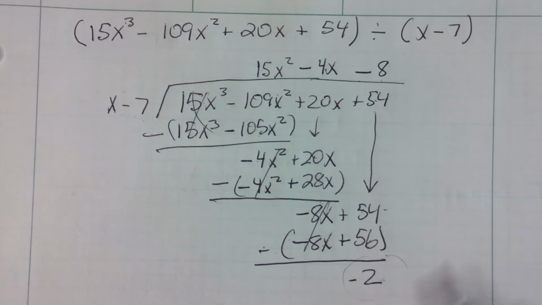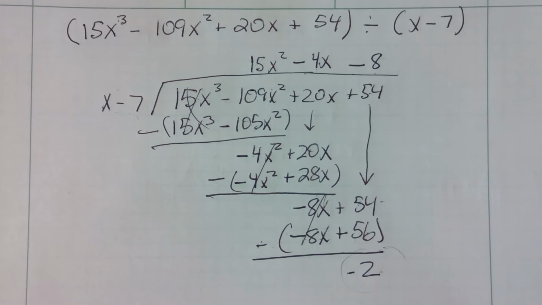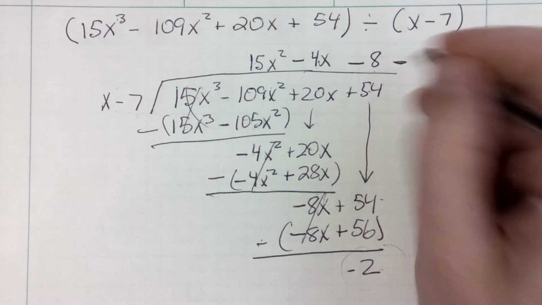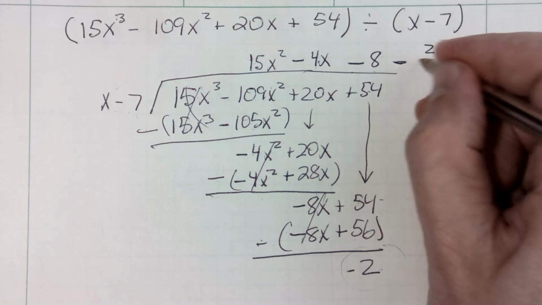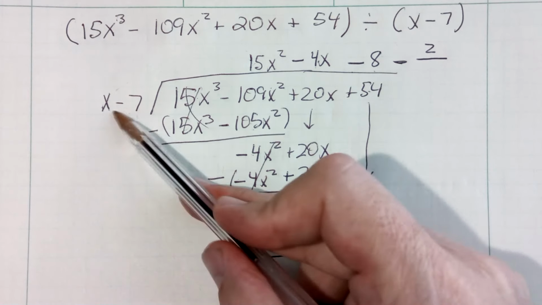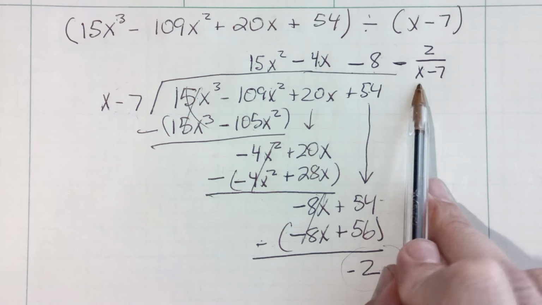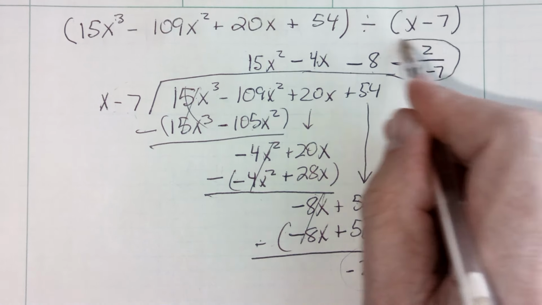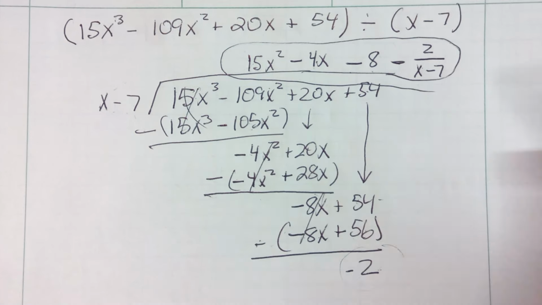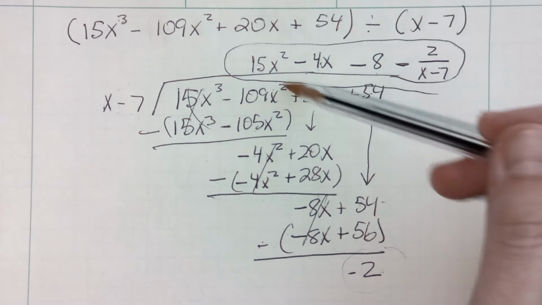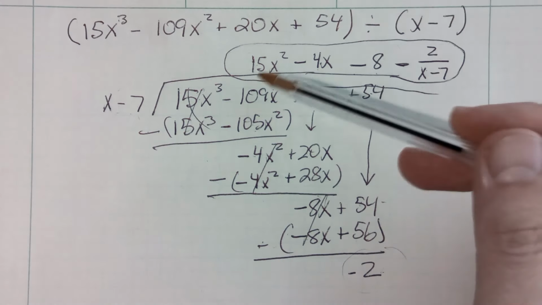So your final solution then would be this expression minus, because it's a negative, 2 over what it still needs to be divided by, that remainder. That remainder needs to be divided by x minus 7. This is what you would type in. This would be your dividend, what you got when you divide. Now, important thing is that all of these terms line up, that you're adding like terms or subtracting like terms.